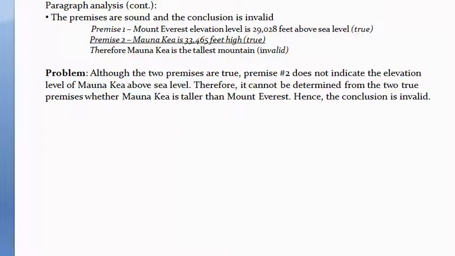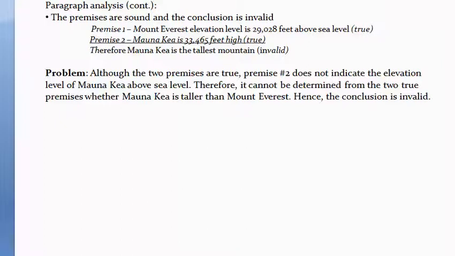Paragraph analysis continued. The premises are sound and the conclusion is invalid. Premise 1. Mount Everest elevation level is 29,028 feet above sea level, which is true. Premise 2. Mauna Kea is 33,465 feet high, which is true. Therefore, Mauna Kea is the tallest mountain, invalid.